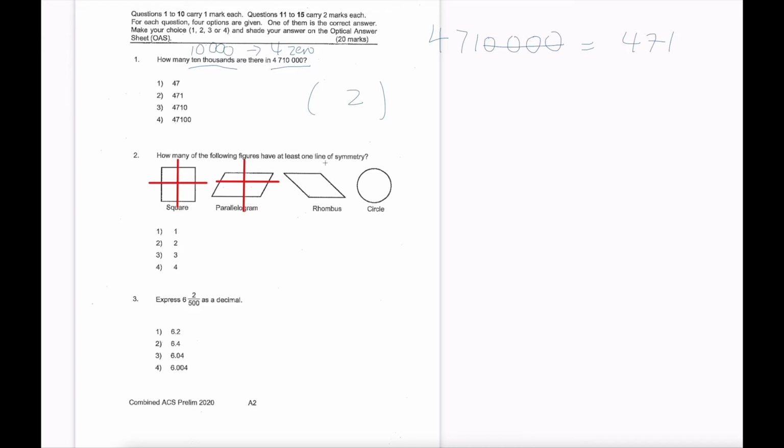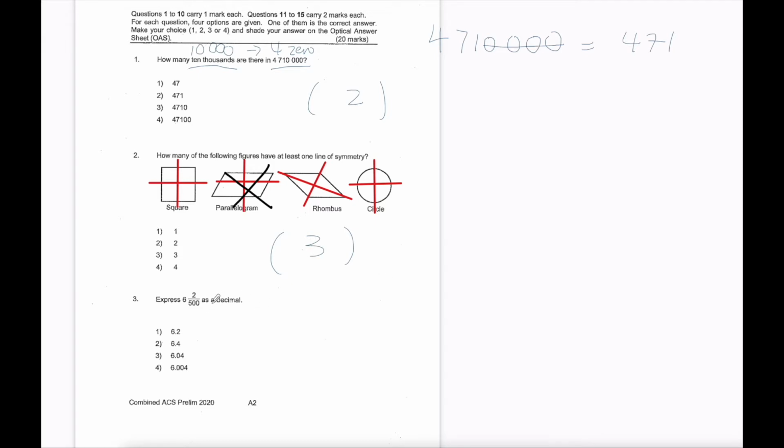Rhombus has two lines of symmetry. One is here and one is here. Circle has many lines of symmetry. As long as you pass the middle of the circle, which is the center of the circle, it will be considered a line of symmetry. So this is out, there's no line of symmetry for parallelogram. My answer will be 3 because there are 3 figures with at least one line of symmetry.